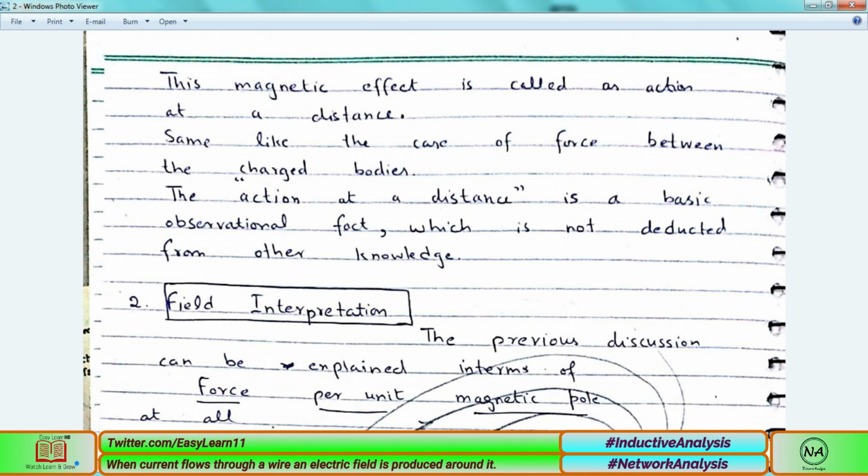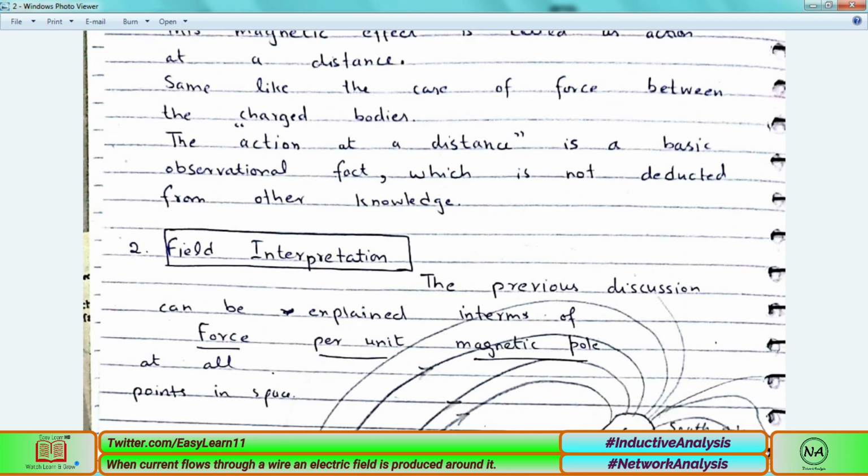This is the first step, when we just need to take a look at the phenomenon, what's going on, the scenario, and then later on we will discuss some important parameters and define the relationship between these things. The action at a distance is a basic observational fact which is not deduced from any knowledge. Simply we can just observe this.